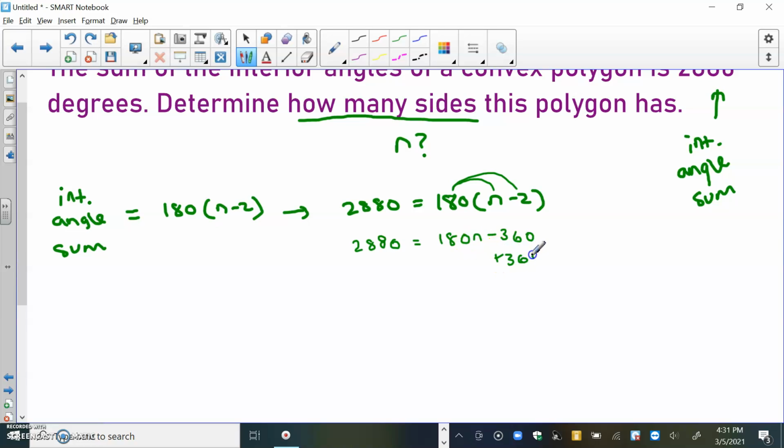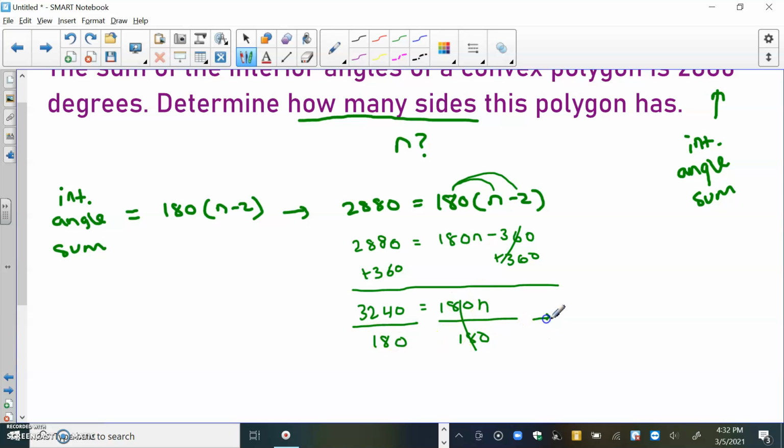So let's start by adding 360 to both sides. Since it's a minus, we've got to do the opposite. 360 goes away. 2,880 plus 360 is going to be 3,240. Don't be afraid to bust out your calculators. All right, so I have one last step here. I need to get this 180 away from the n. And to do that, because it's being multiplied, I'm going to divide both sides by 180.